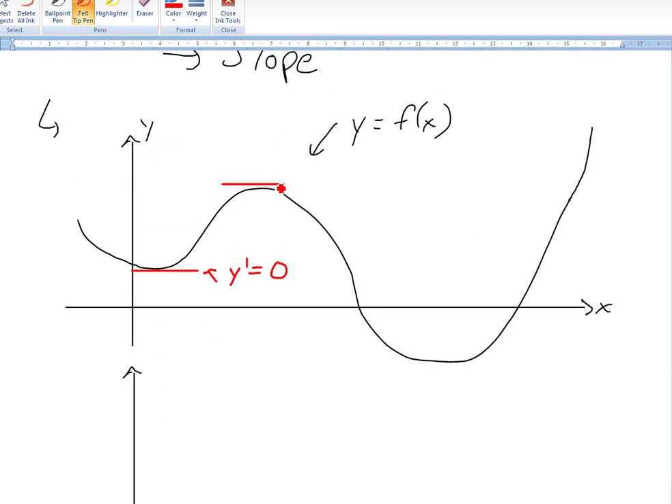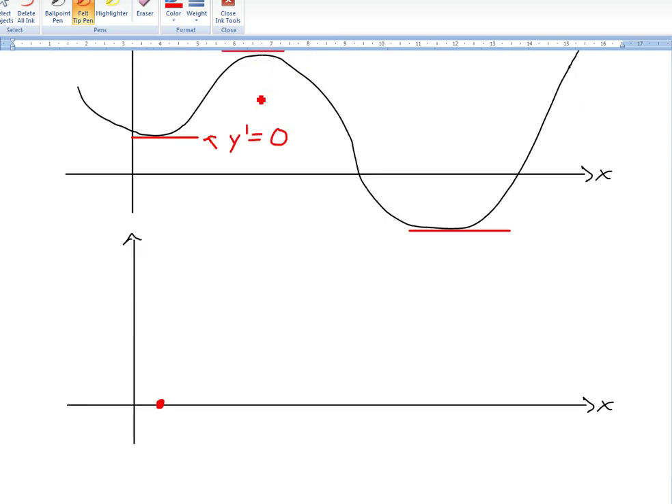So we could draw this one as well there, and over here same thing. If we drag this down, it's going to be somewhere here, so it's going to be a 0, and also somewhere here is a 0 right here. So we've got 3 points.